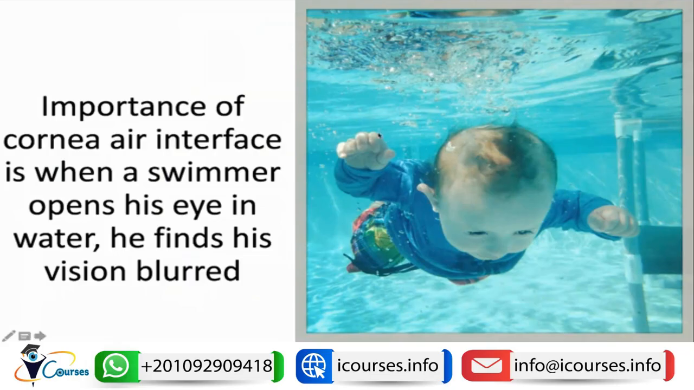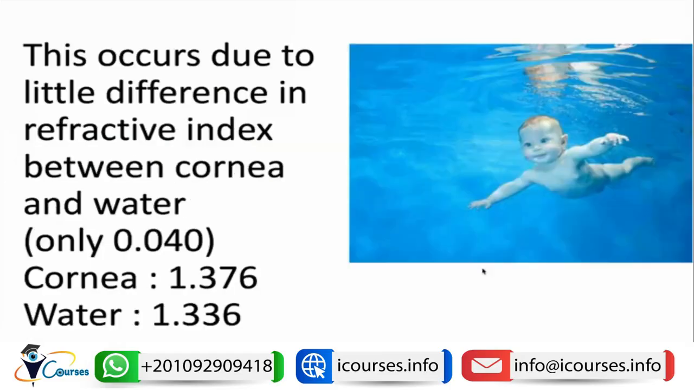while we are in the water? If we are swimming in a swimming pool and we open our eyes, we can see that objects are blurred. This is because we are not used to seeing within the water. The water has a refractive index very close to that of the aqueous, so there is no air-corneal interface to bend the light rays in order to see clearly. The difference in refractive index between the cornea and the water is only 0.04. The refractive index of the cornea is 1.376 and the water is 1.336, which is similar to that of the aqueous, so we don't see clearly.